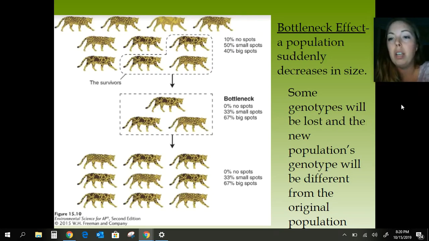It could be hunting. It could be changes in the environment. But when that population size is reduced, the amount of genetic variation present in the population is also reduced. Okay, so the smaller the number of individuals, the smaller the number of unique genotypes that can be present in a population. So a reduction in the genetic diversity of a population caused by a reduction in its size is called the bottleneck effect. All right.